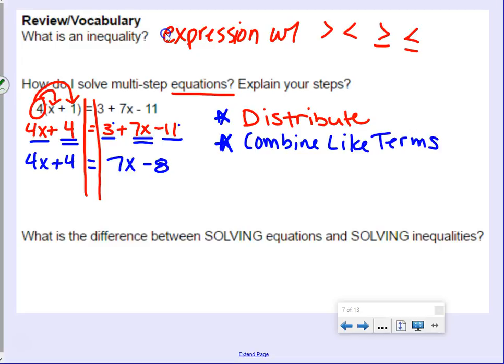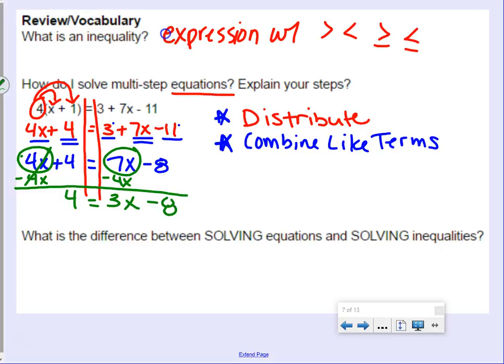Next step, get your variables to one side. We have 4x on the left and 7x on the right. Move the smaller ones. So 4 is smaller than 7, so we're going to do minus 4x on both sides. We have 4 equals 7x minus 4x is 3x. Bring down the minus 8.